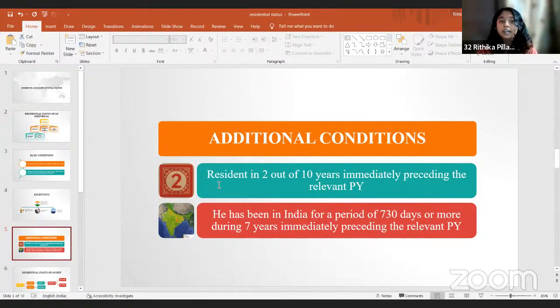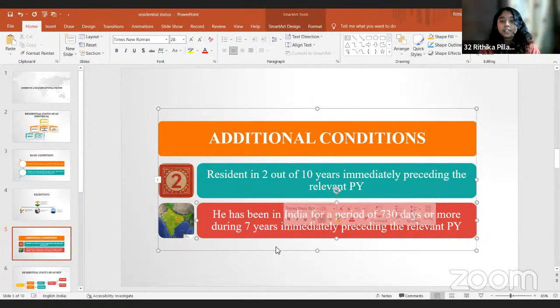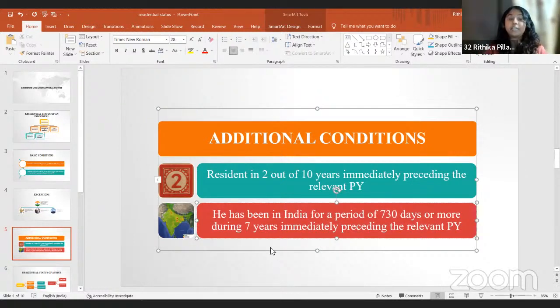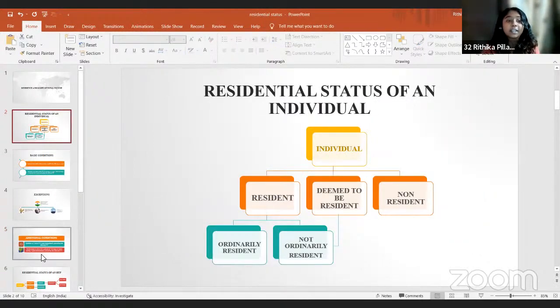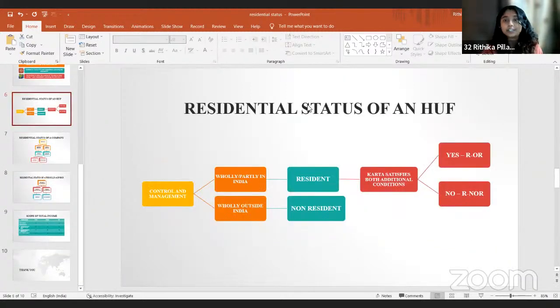So the additional conditions are he should be a resident in India in 2 out of 10 years immediately preceding the relevant PY, and he has been in India for a period of 730 days or more during 7 years immediately preceding the relevant PY. If he fulfills both these additional conditions, then only he will become an ROR. And if he does not fulfill any of these conditions, or if he fulfills only one condition, then he will be an RNOR.